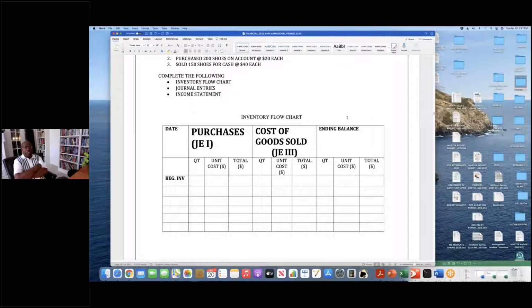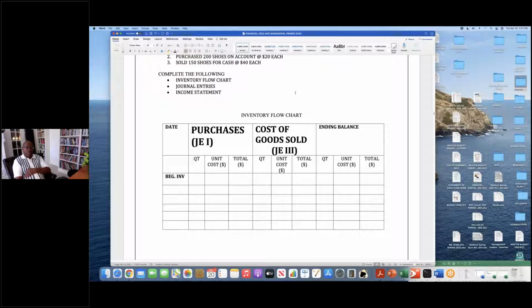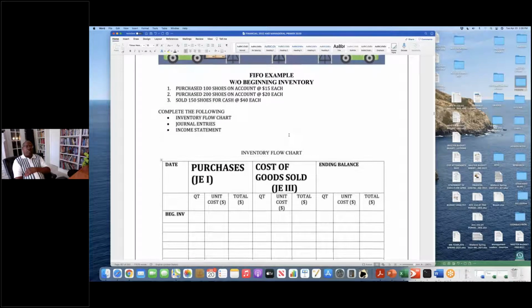Whenever we buy inventory, it comes in the inventory chart, so we track it. Journal entry 1. When we sell inventory, it goes into column 2, and it goes into journal entry 3, cost of goods sold, but nowhere is that sales journal entry here. So let's look at our example.